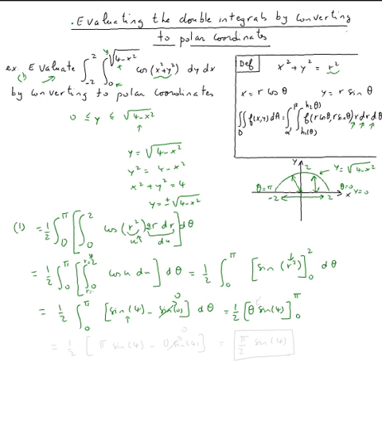Don't forget the 1/2. Now plug the pi into theta. That would be pi sine of 4 minus 0 sine of 4. This again goes to 0. So the answer will be pi over 2 sine of 4, and that's the answer. And that's it for this example.